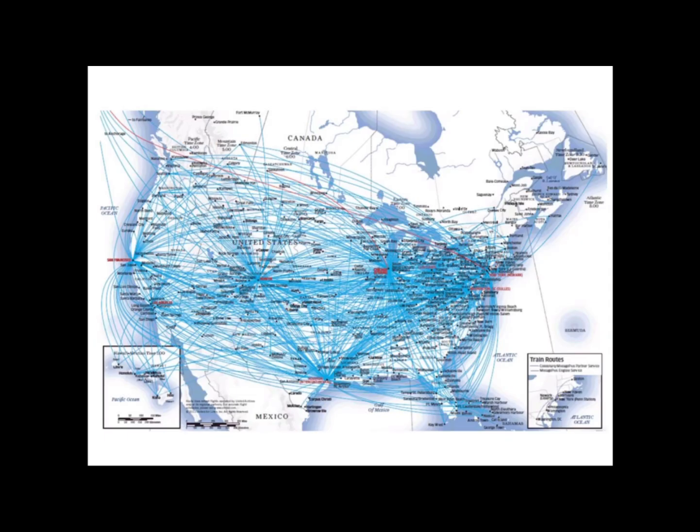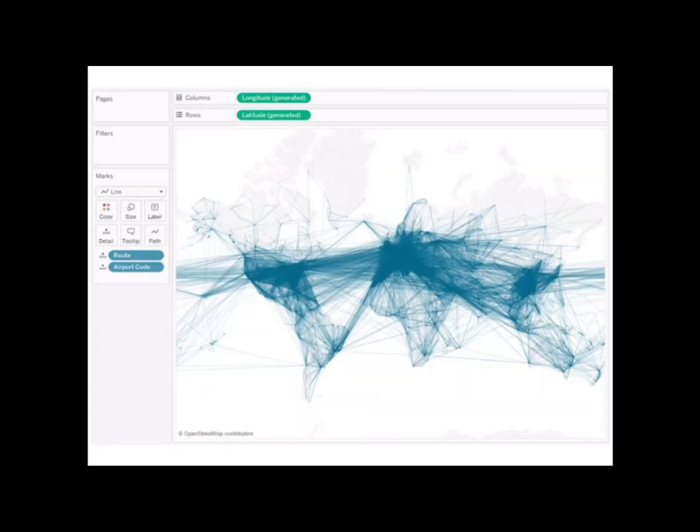Now this is another type of flow diagram. This is just an airline map that shows all the different flights that United Airlines takes. You can actually do this in Tableau as well. This is an example of how to do that in Tableau. But again, this is very advanced, and we're not going to cover that in this course. But just so you know, that is an option out there for you.